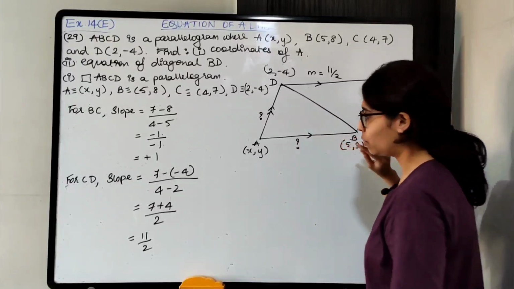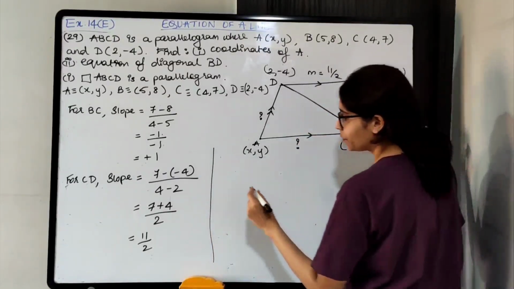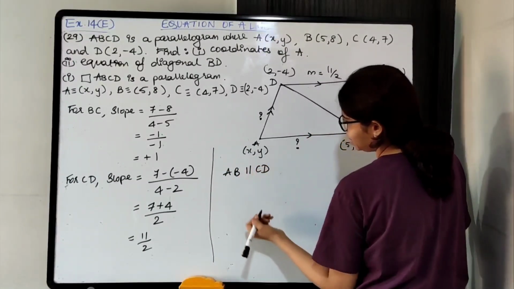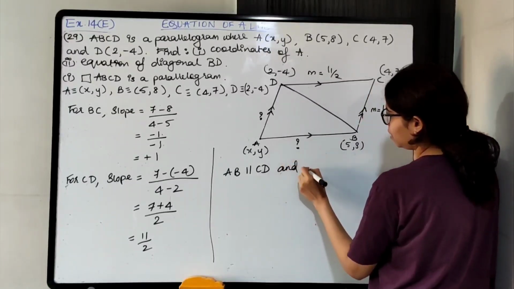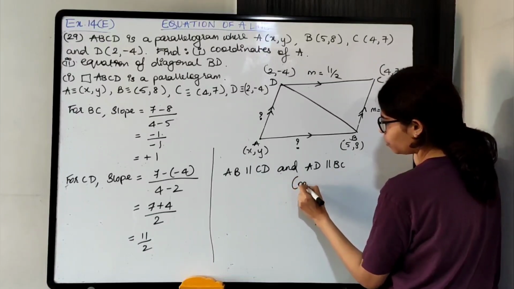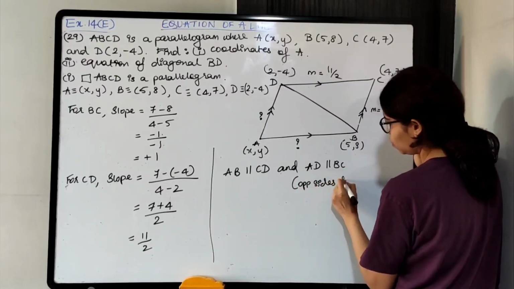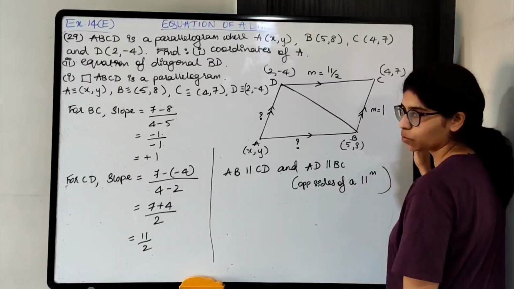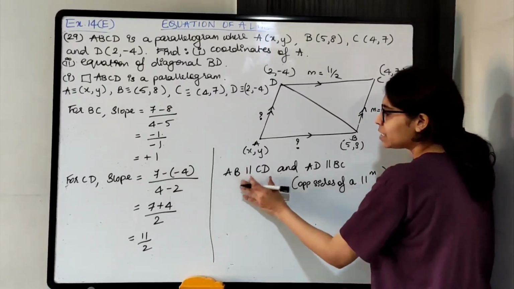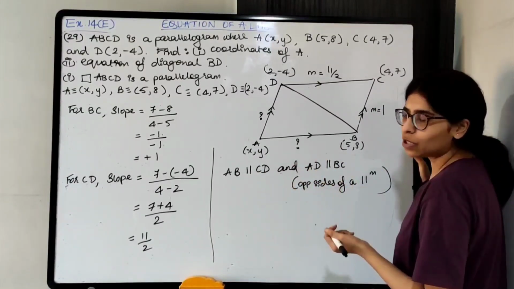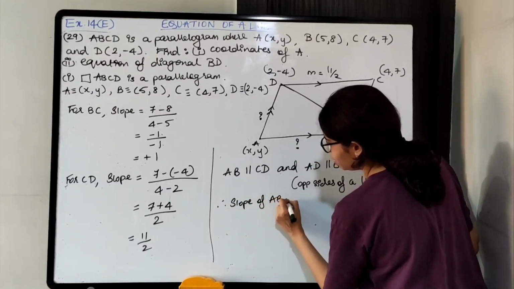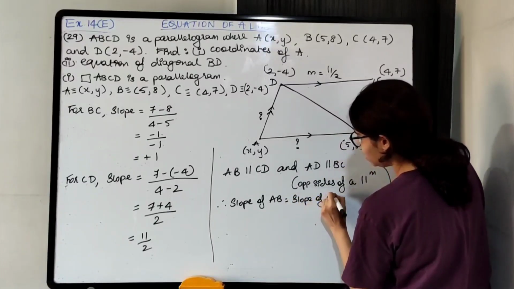So let us write down now. We'll use the properties of parallelogram. So AB is parallel to CD and AD is parallel to BC. Write down the reason. Opposite sides of a parallelogram. Okay. No short forms. You have to write down full statement. Okay. Since they are parallel lines, इनका slope भी equal होगा. So therefore, slope of AB is equal to slope of CD.